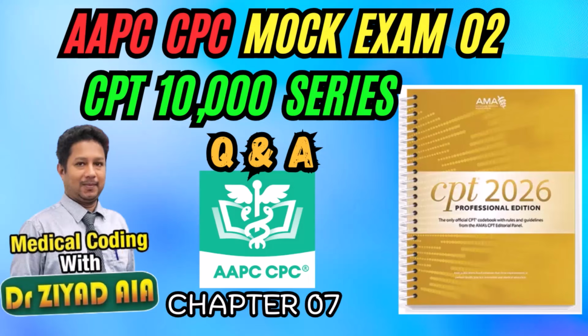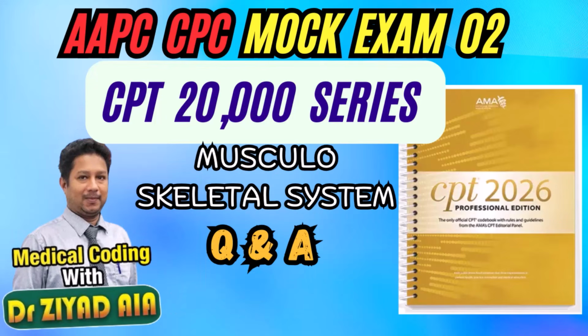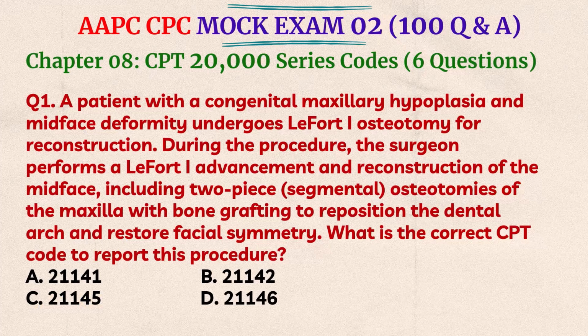This is the end of mock exam 2 CPT 10,000 series questions. Chapter 8, CPT 20,000 code series, which includes the musculoskeletal system. Question number 1. A patient with a congenital maxillary hypoplasia and midface deformity undergoes Le Fort I osteotomy for reconstruction. During the procedure, the surgeon performs a Le Fort I advancement and reconstruction of the midface, including two-piece segmental osteotomies of the maxilla with bone grafting to reposition the dental arch and restore facial symmetry. What is the correct CPT code to report this procedure?